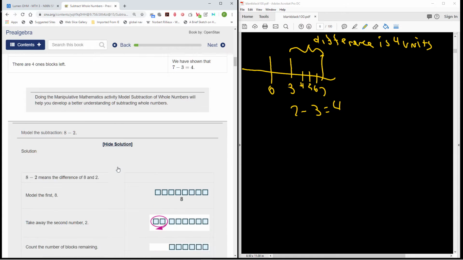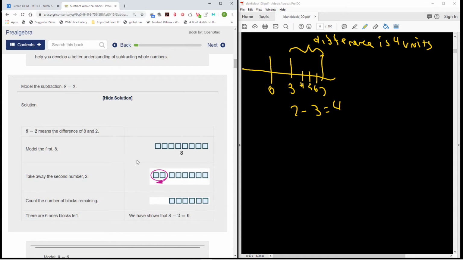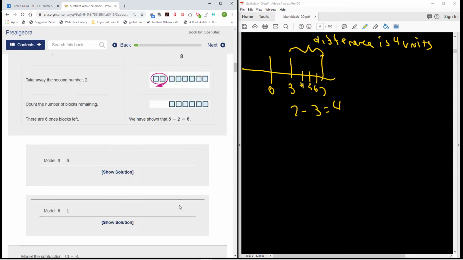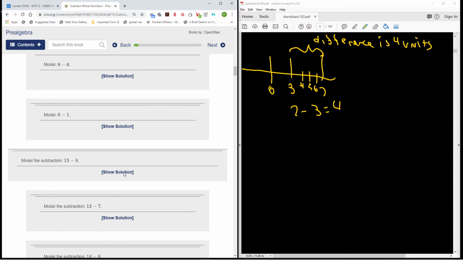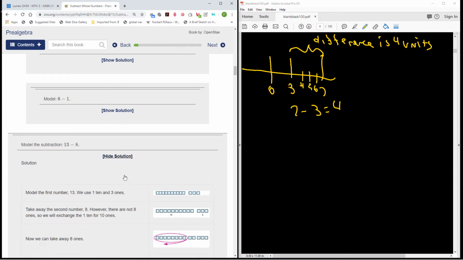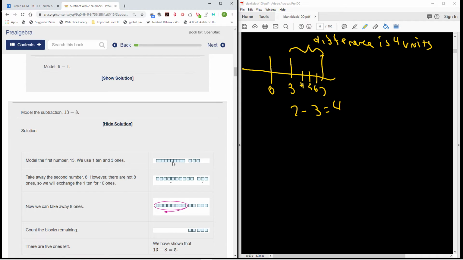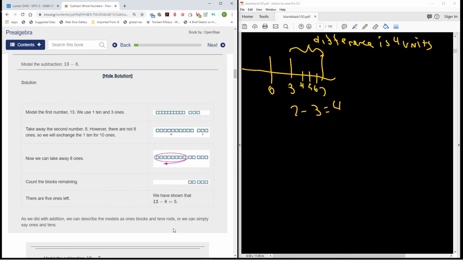Are they modeling with blocks here? They have 8 blocks, and they took away 2 blocks. Now they have 6 blocks left. This one we have 13 blocks, so they grouped them in tens, and they take away 8. So they take away 8 blocks here, and how many are left? 5 blocks are left. So you can see that 13 minus 8 is 5.